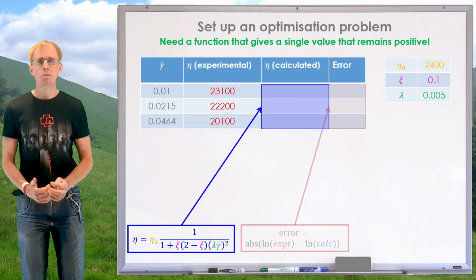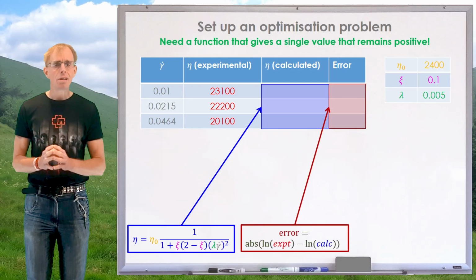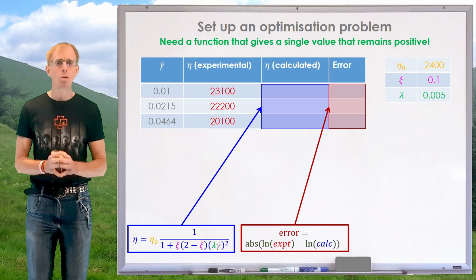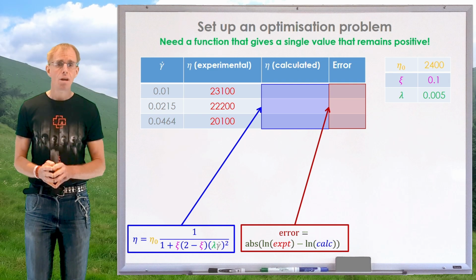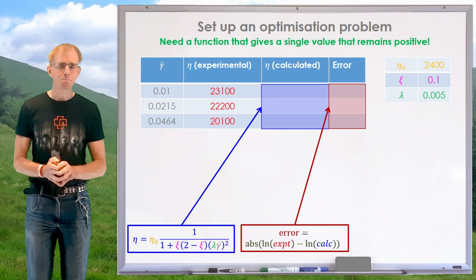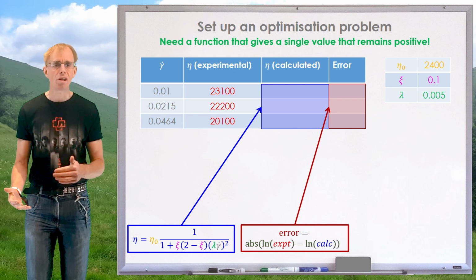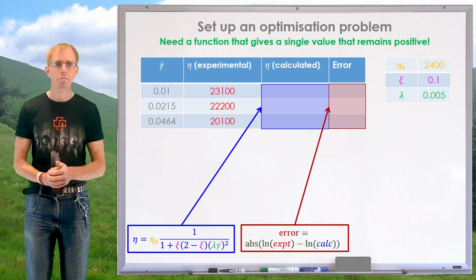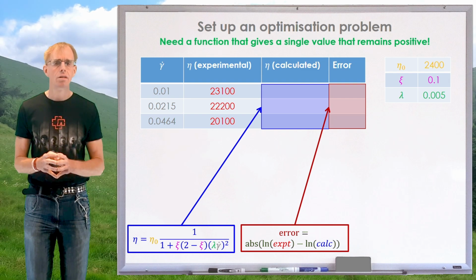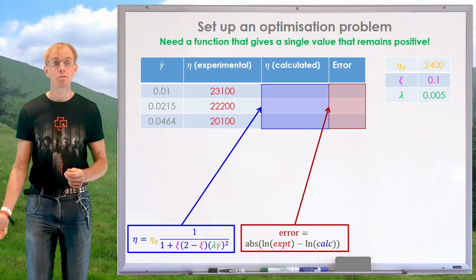Then what I want to do is evaluate the difference between what I've calculated and what I've measured. And we need to do this slightly carefully, because what we're aiming for here is a single number that is greater than or equal to 0, because if it's greater than or equal to 0, then if we're trying to minimize that number, the closer to 0 we are, the closer the calculated result is to the experimental result. If I haven't constrained it to be greater than or equal to 0, then of course I can minimize that into the negative domain.